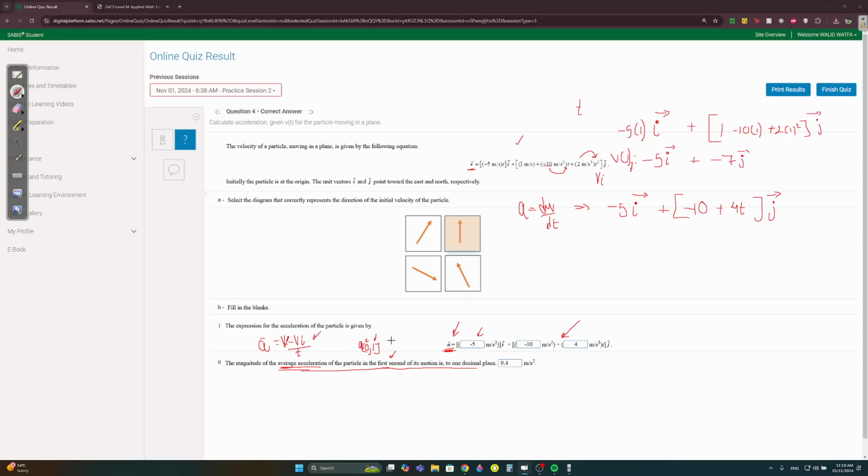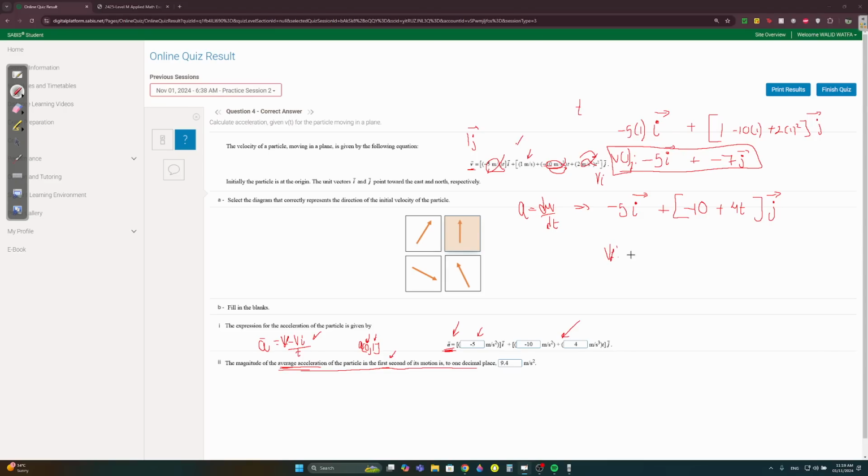Velocity initial is at what time? 0 seconds. And we found in part A that it's actually just 1j. Remember? Because at 0 seconds, there's not going to be any i. This is going to cancel because times 0. This is going to cancel because it's times 0 squared. You're just left with 1j. Okay, so remember, let me just put a box around this.